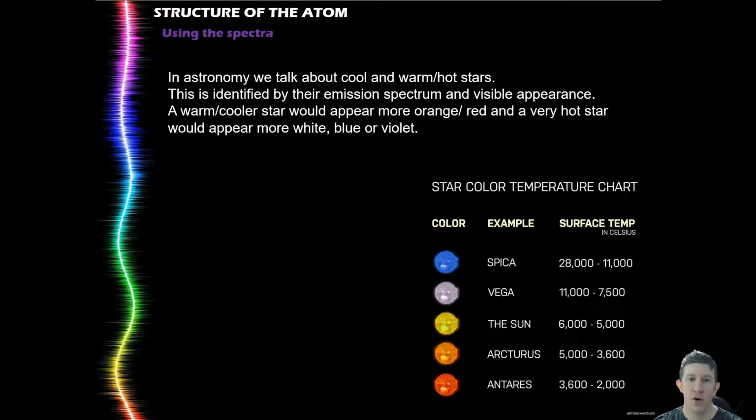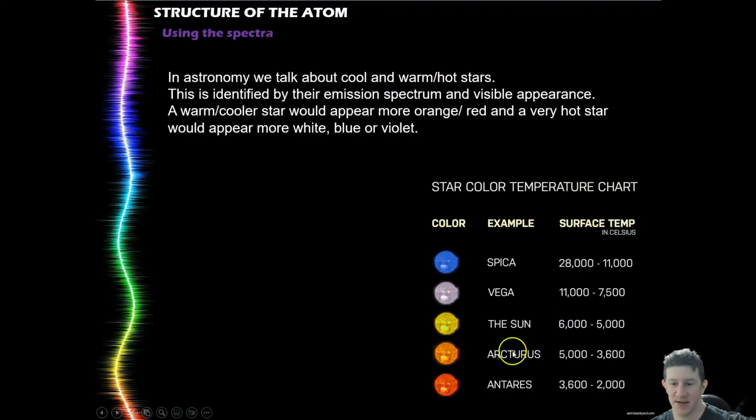We often refer to warm and hot stars in astronomy as well, and this is identified by that emission spectrum and their visible appearance. An example of this would be that a warm or cooler star would appear more orange or more red, and a very hot star would actually appear more white, blue, or violet. And it links exactly to what we talked about earlier with that filament globe. As we're hotter, we burn more towards the end of the visible spectrum, so we've got more of that bluey tinge, which is also closer to what we see as white, whereas something that's a little bit cooler is more in the red, orange, yellow part, and we start to see that orangey color.